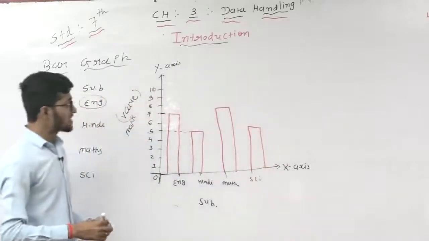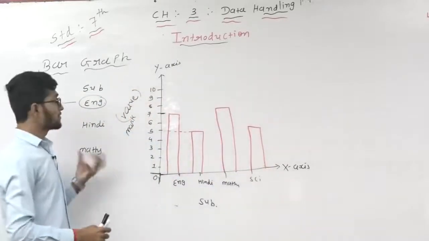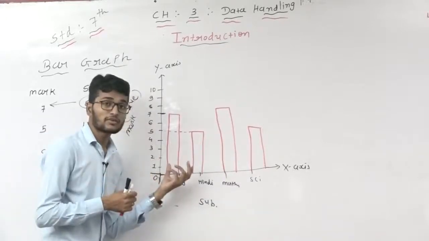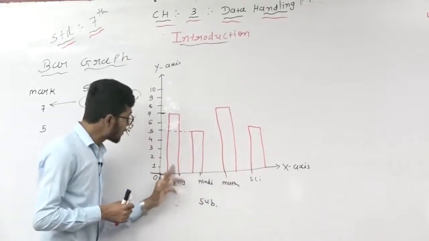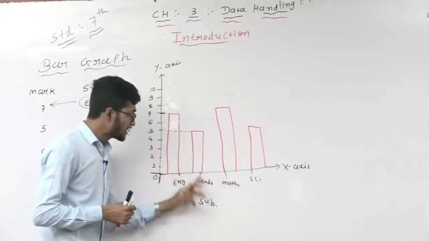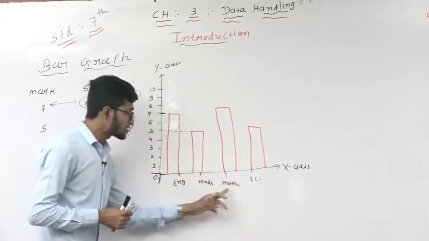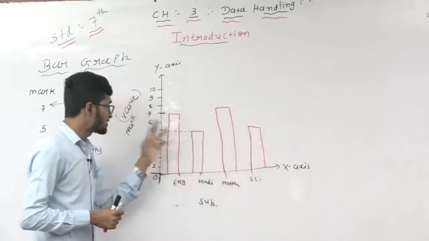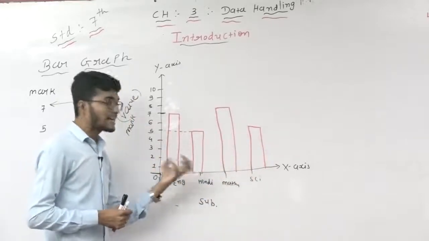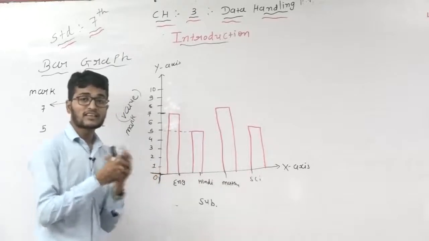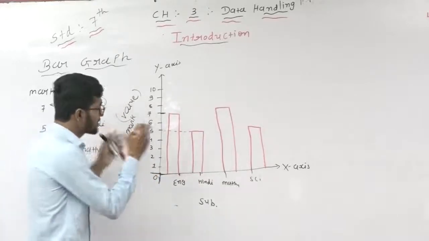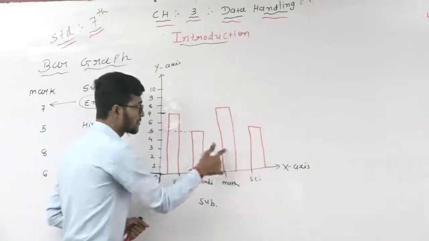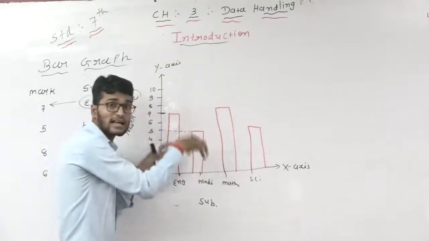So dear students, in this graph we represent the information. Suppose, in English, how many marks? To see the graph, in English how many marks? 7 marks. In Hindi, how many marks? 5 marks. In maths, how many marks? 8 marks. And in science, how many marks? 6 marks. So see the bar graph, and the information is collected. Okay. Now this is called a bar graph, only a bar graph. Why? Because this represents the bars, and a graph representing bars is called a bar graph.